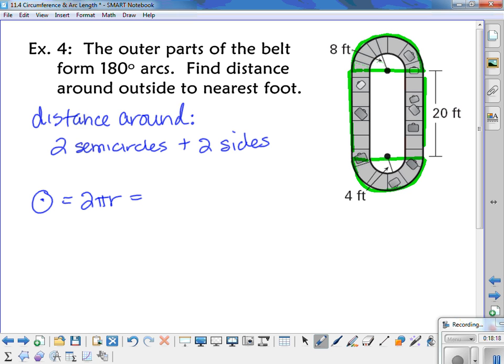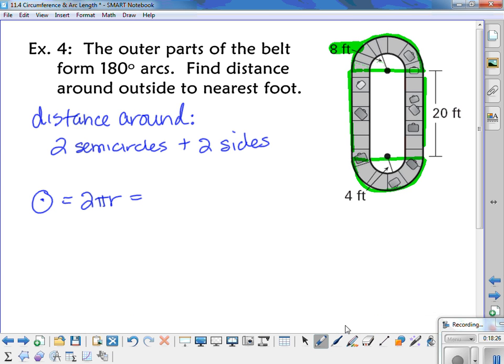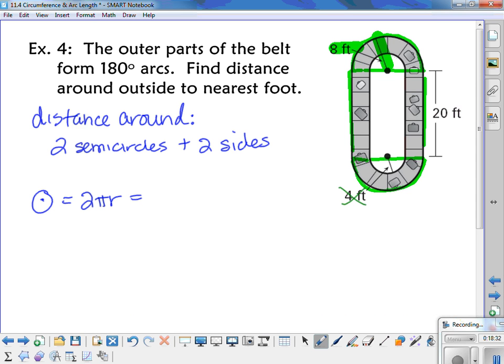And so they told me that the outside radius is 8. So you want to be careful and make sure you use the right information. This outside radius is 8 feet. We're not actually going to use this because this is just the inside radius. So be careful and make sure they don't throw you off with extra information.